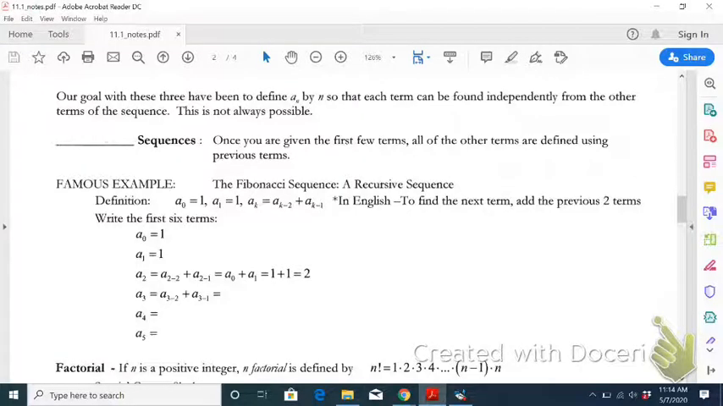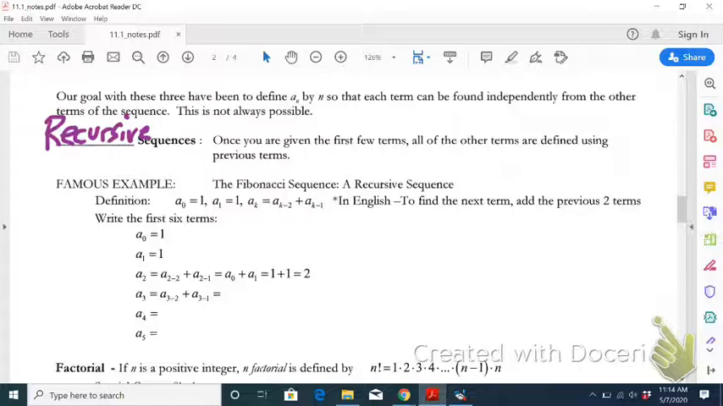Okay, our goal in the previous few examples was to define a sub n by n so that each term could be found independently from the other terms of the sequence. But that's not always possible. Where it's not possible is in things called recursive sequences. Once you're given the first few terms, all other terms are defined using previous terms. So recursive means if you needed to find the 100th term, you need the 99th term.